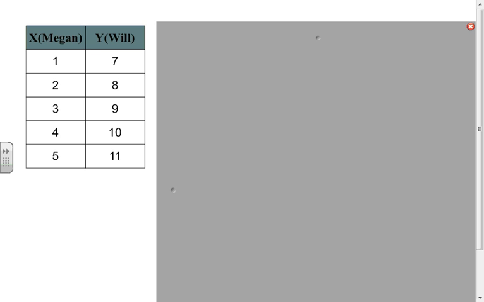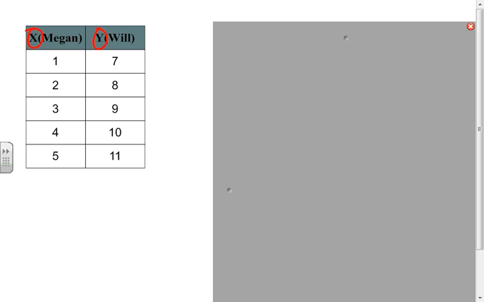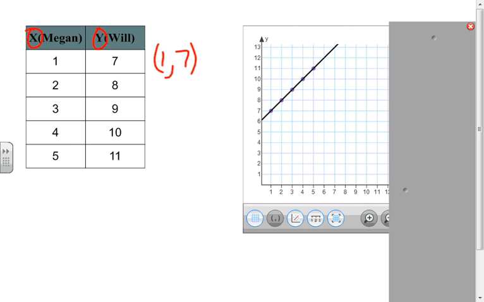Now, these are ordered pairs. We have an X in the first column, and we have Y's in the second column. So that gives us ordered pairs. And so this first line on the table is the ordered pair 1, 7. And I can graph that. I can graph 1, 7. So I go to where X is equal to 1, Y is equal to 7, and I get a dot there.